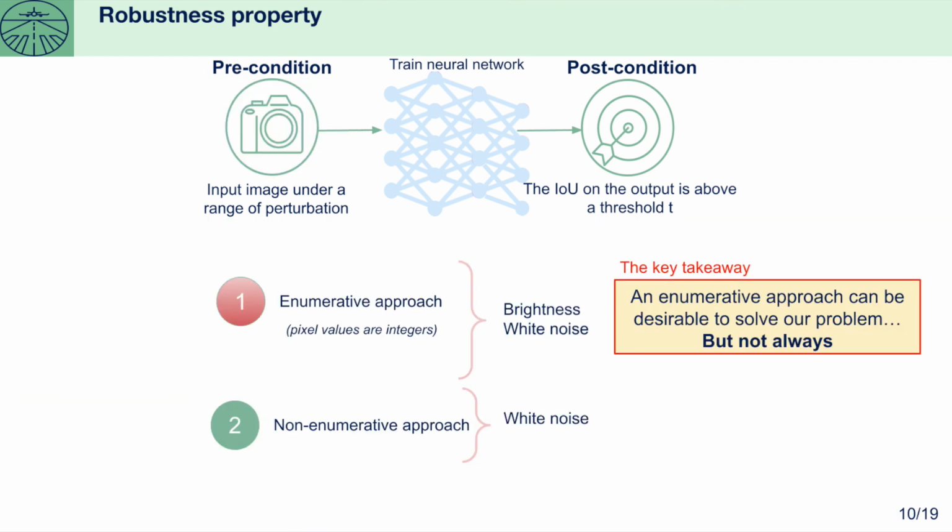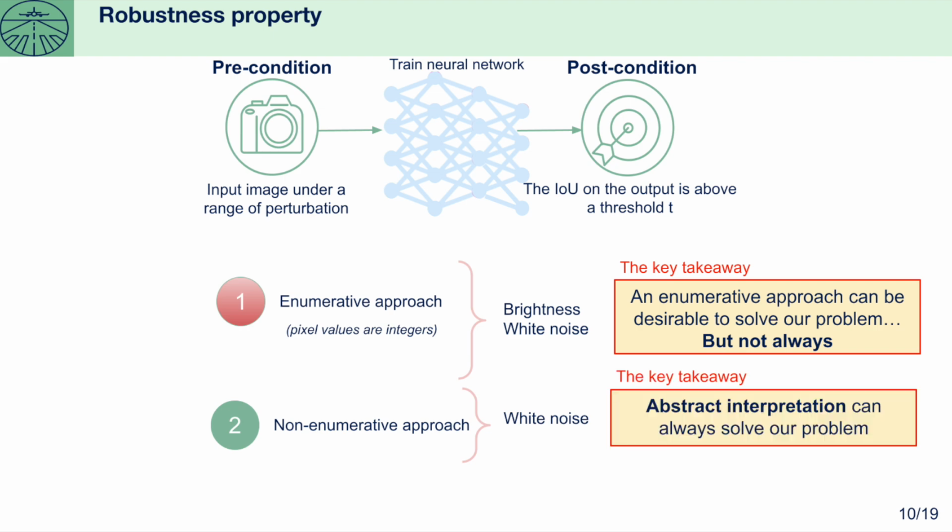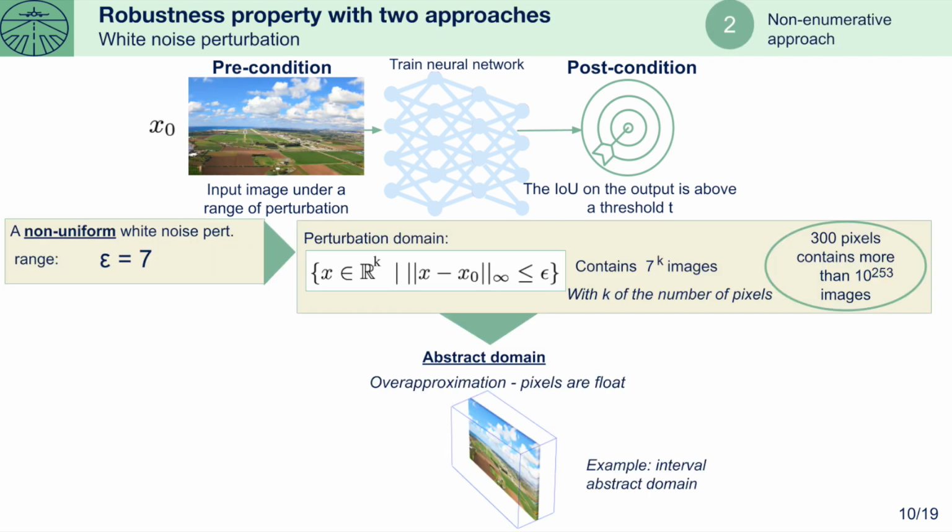So an enumerative approach can be desirable to solve our problem, but not always. And abstract interpretation is another method that can always solve our problem. And with this non-enumerative approach, we compute the problem for the white noise perturbation. So this time, we define an abstract domain. It is another approximation where pixels' values are floats. And for example, we can use an interval abstract domain.